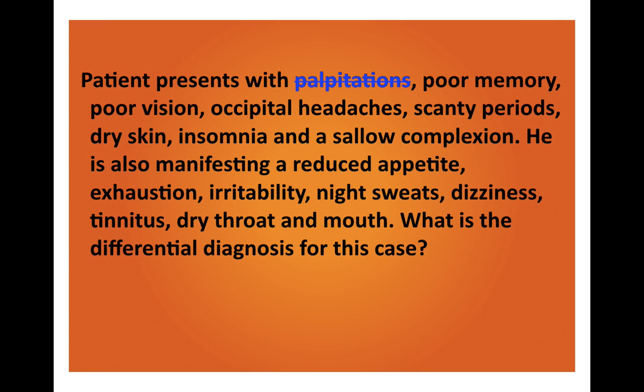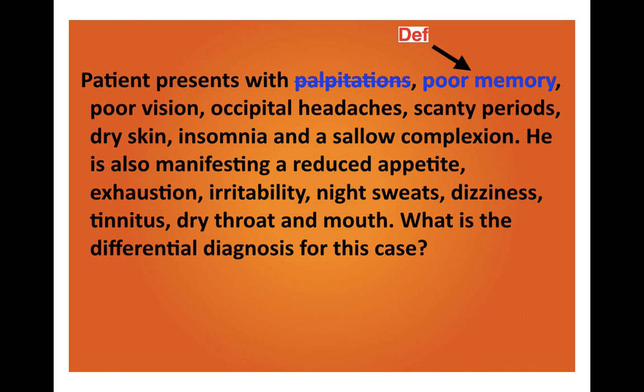Next, we have poor memory, right? Poor memory is always a deficiency. It can be a deficiency of heart blood, of heart yin. It could be a deficiency of kidney yin or essence as well. But we do know that it's deficient. We don't know what the underlying pattern is, but we can group it into one of our 8 principal categories.